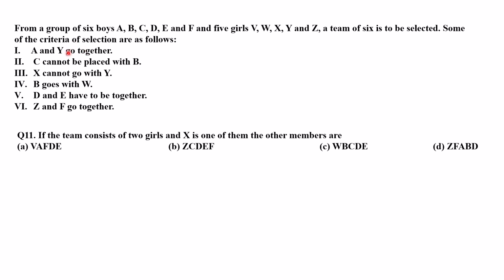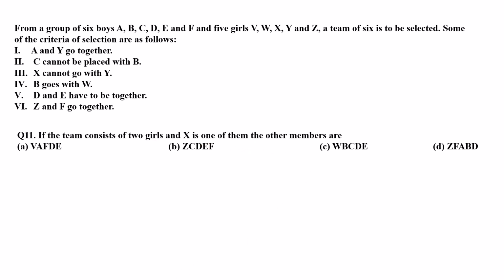So if you are taking A in the team, Y should be there. C cannot be placed with B, means C and B should not be together. X cannot go with Y, it means X and Y should also not be together. Then B goes with W. If B is there, W should also be there in the team. D and E have to be together, so D and E should also be together, and Z and F go together. Okay, so all these conditions you have to keep in your mind, and then you have to make a team of 6. So first question says, question 11, if the team consists of 2 girls and X is one of them, then the other members are.